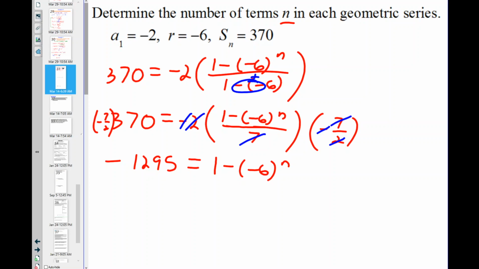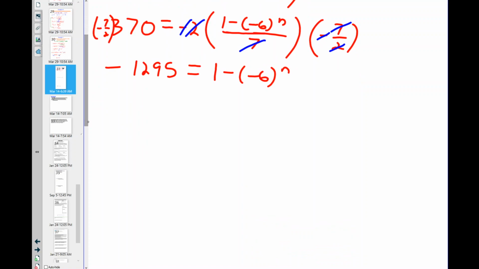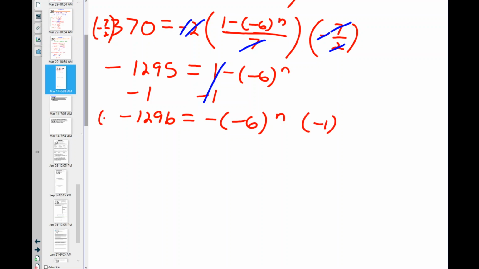And then, just like the last one, the same way we had to get rid of that 1 before by subtracting, we do it again, -1, -1. So negative 1296 is equal to -6 to the n. So now that negative that I told you caused us problems, at least now it's a little bit easier to see. How did I get rid of that negative in front the last time? Multiply by -1, so just do that again. And that gets rid of this negative and that negative. So I get 1296 is equal to -6 to the n.